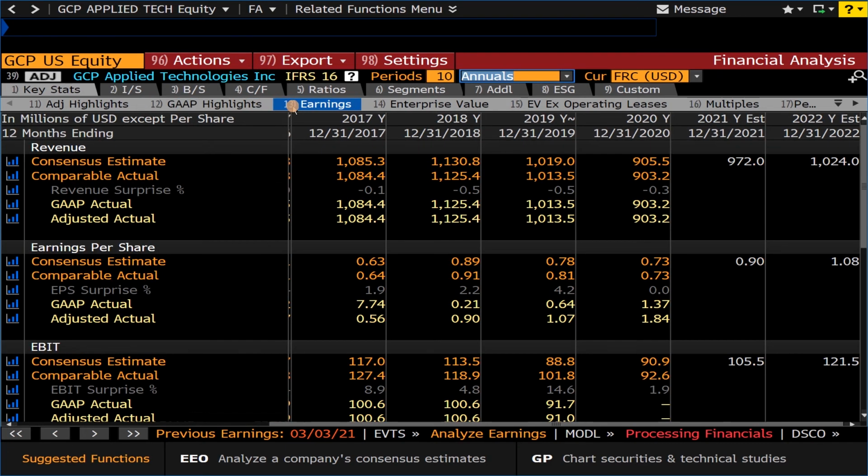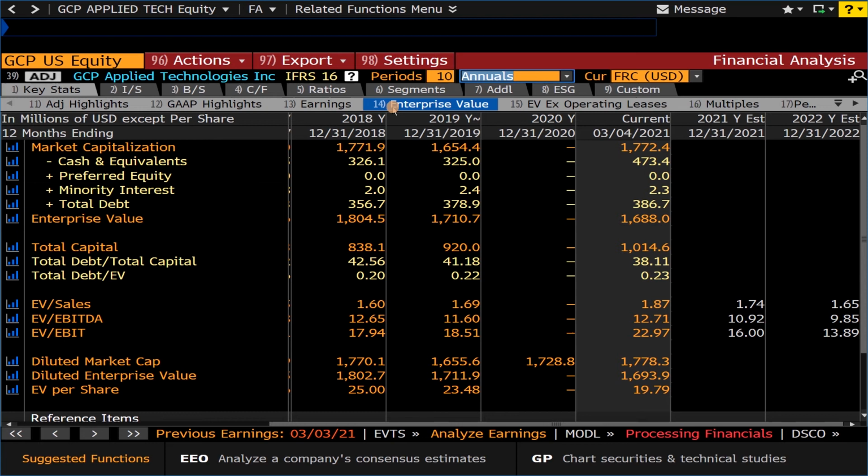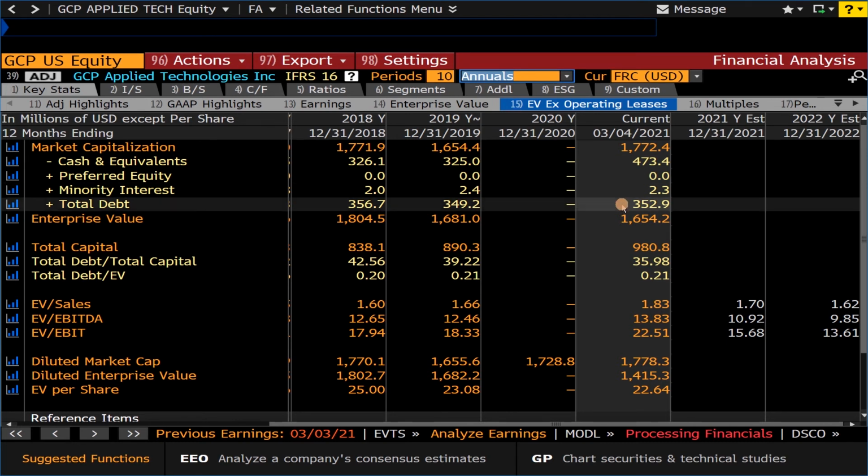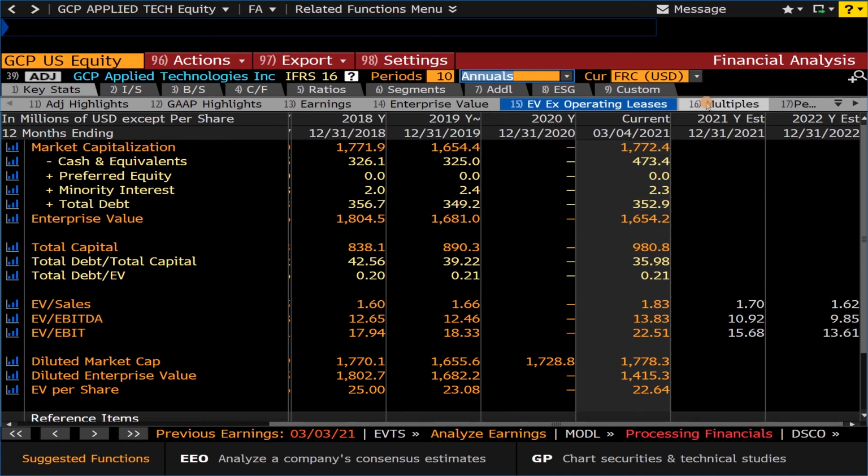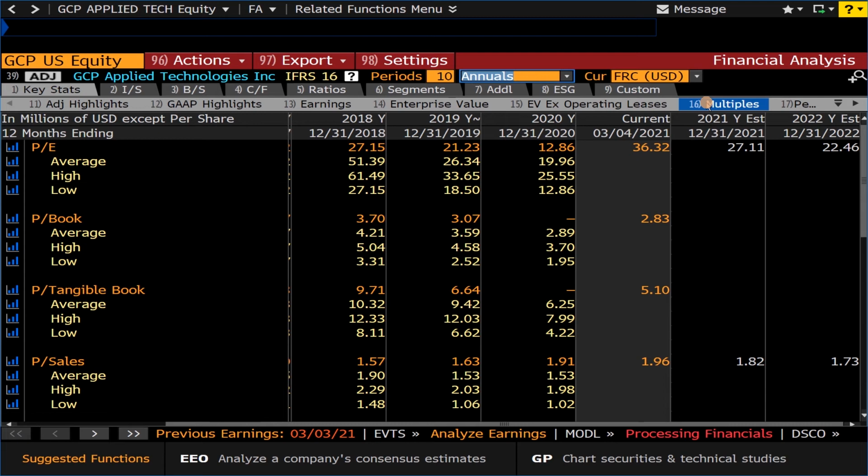earnings, which compares earnings to consensus estimates, enterprise value, which will include the components of enterprise value and certain EV ratios, EV excluding operating leases, which will reduce the debt based on the operating leases that the company has, multiples, which shows certain ratios such as PE, price to book, price to sales, and a few others.